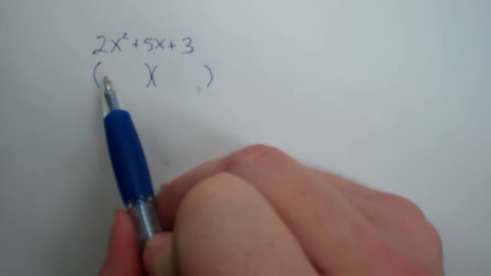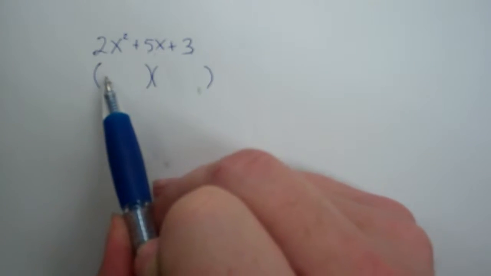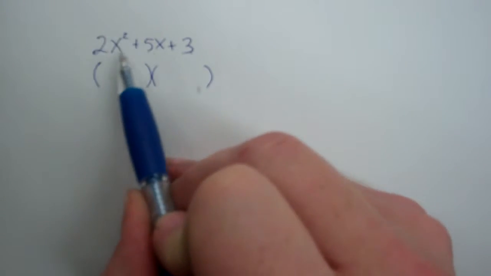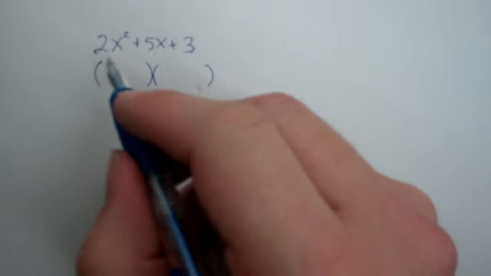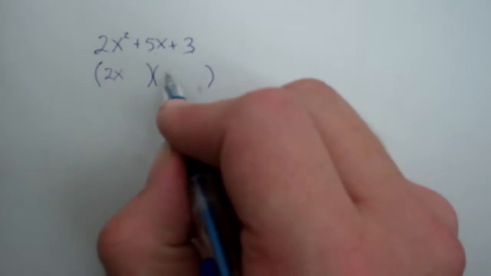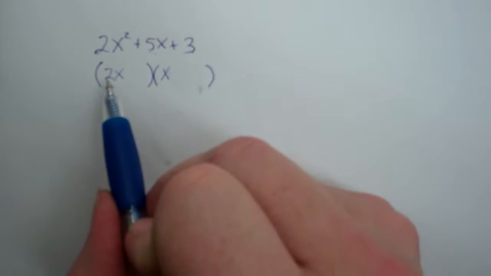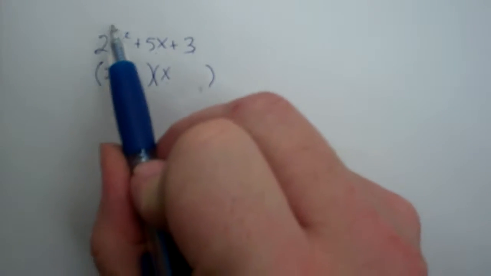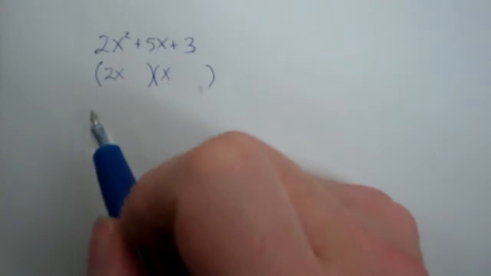Let's see. What can we put here and here so that when we multiply, we end up with 2x squared? There's really only one way to do that. It must be a 2x and an x, because 2x times x does give us 2x squared.